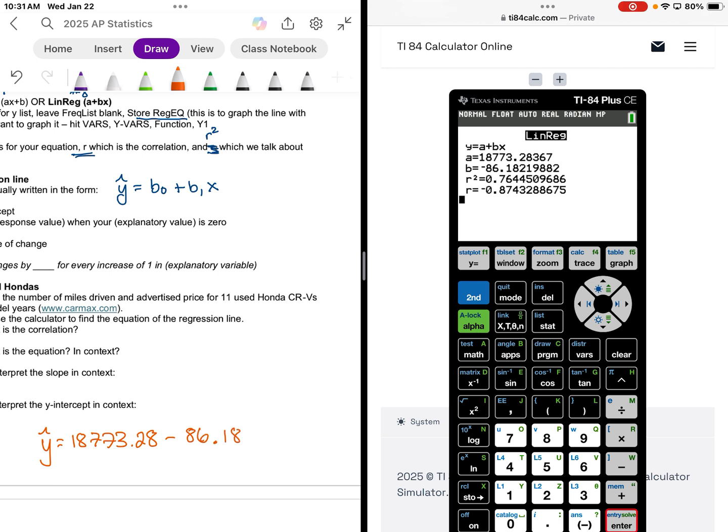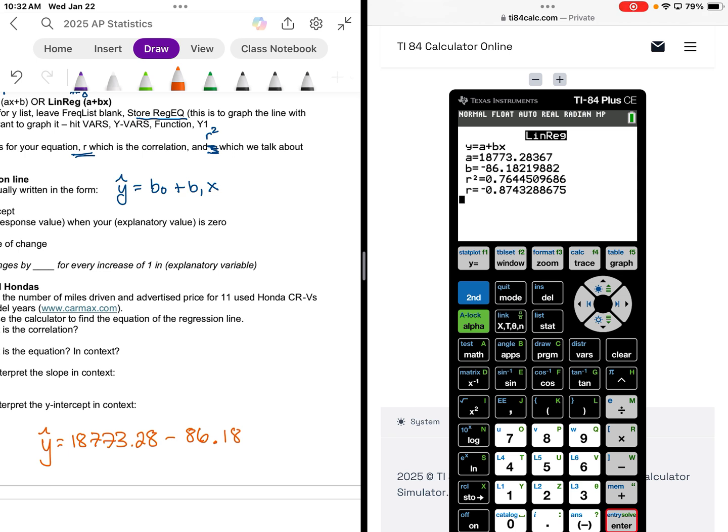Yes? I got to the number 8, but I don't know how to do the Y1 part. All right, so are you on the store reg EQ? Yeah. Press the alpha button, green, and then press trace. Then choose Y1 and press enter. That way it'll put Y1 there, then go down to calculate. Okay?